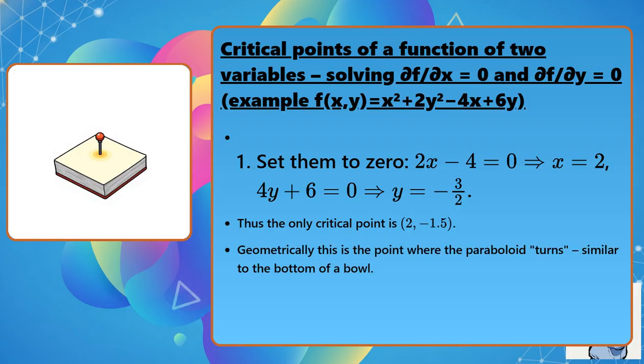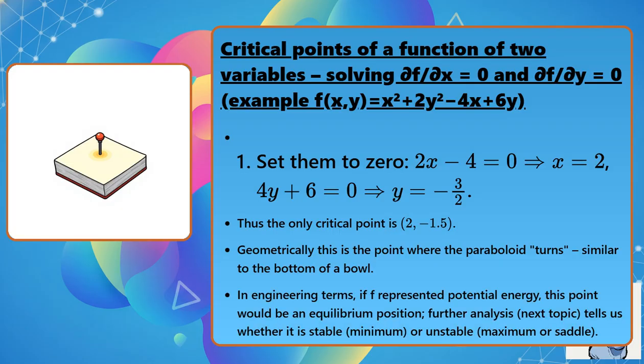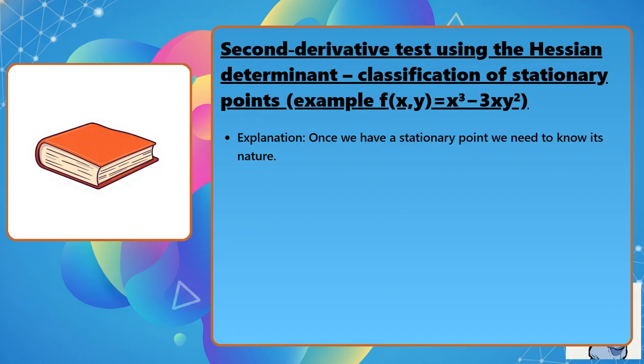Geometrically, this is the point where the paraboloid turns, similar to the bottom of a bowl. In engineering terms, if f represented potential energy, this point would be an equilibrium position. Further analysis tells us whether it is stable, a minimum, or unstable, a maximum, or a saddle. Once we have a stationary point, we need to know its nature.